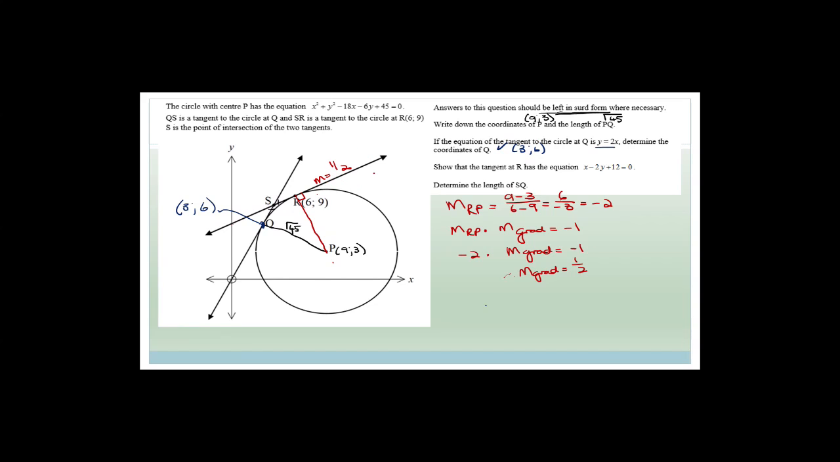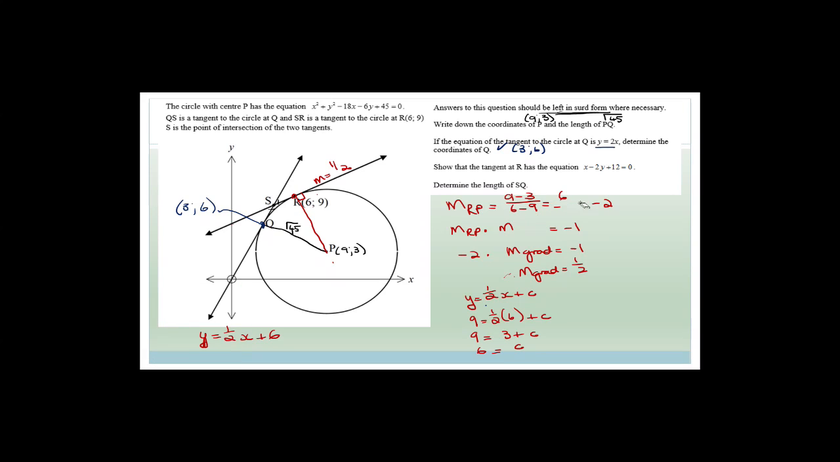Now all we have to do is find the equation by substituting this point 6, 9. So we go y is equal to a half x plus c, but here's the point, so we've got 9 is a half times 6 plus c, so 9 is equal to 3 plus c, so c is obviously equal to 6. So what is our equation then? So far, our equation is y is equal to a half x plus 6.